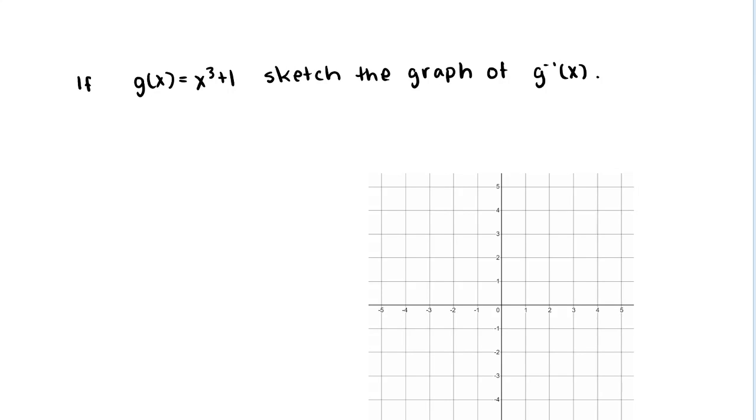And so let's go ahead and apply this idea to this function g of x is equal to x cubed plus 1. Let's sketch the graph of g of x equals x cubed plus 1 and use this to sketch the graph of g inverse. So g of x equals x cubed plus 1 takes our x cubed graph and shifts it up 1 unit. That shifts all the points on the x cubed graph up 1 unit. And so our graph looks something like this.